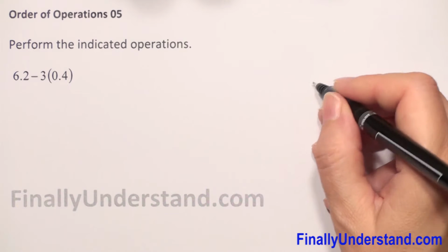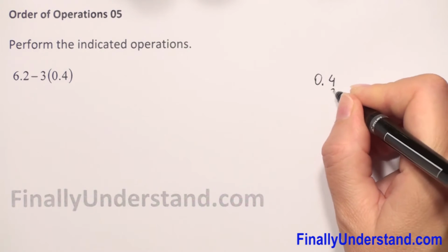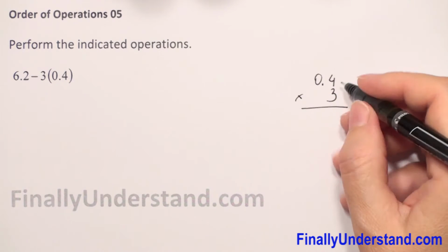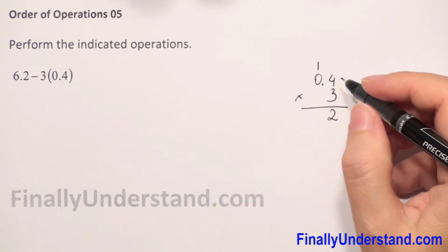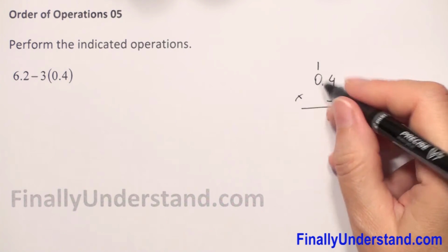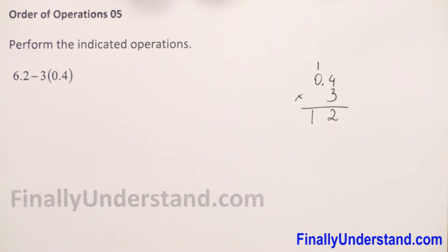So first I will multiply 0.4 times 3. 3 times 4 is 12, so we write 2 and 1 we add to the next column. 3 times 0 is 0 plus 1 is 1. What next? We have to count decimal places.